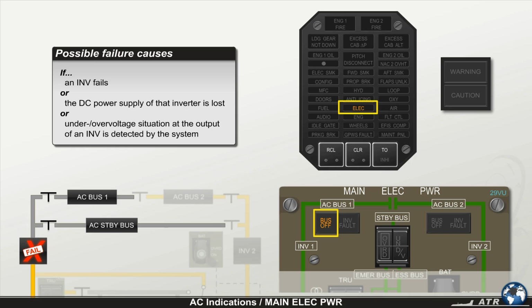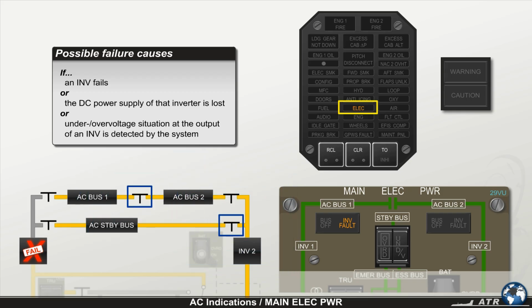Initially, only the bus off light on the main electrical power panel will illuminate. After approximately 10 seconds, the bus off light extinguishes and the inverter fault light illuminates to provide the correct failure indication. This situation occurs because the bus tie relays take some time to connect the de-energized AC buses to the operative AC buses.